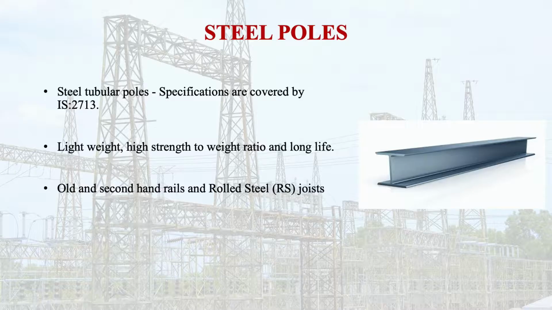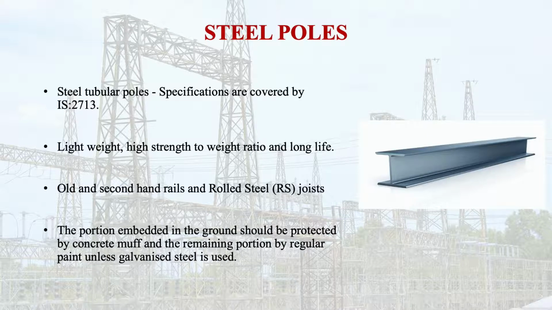These poles are typically used in the urban areas. Now the second is the old and second hand rails or rolled steel RS joists. These are frequently used as supports for overhead lines. The portion embedded in the ground should be protected by a concrete muff and the remaining portion by regular paint, unless galvanized steel is used.